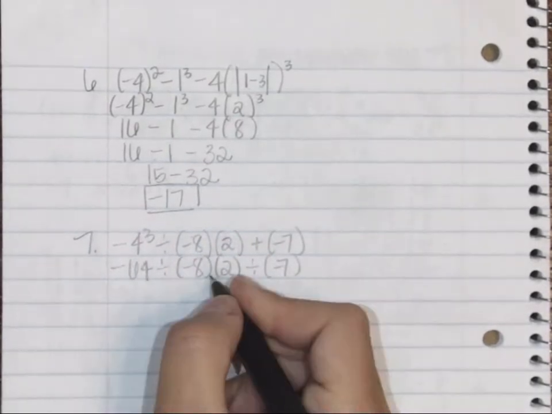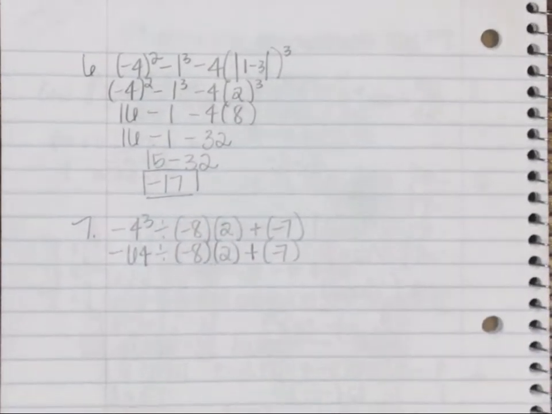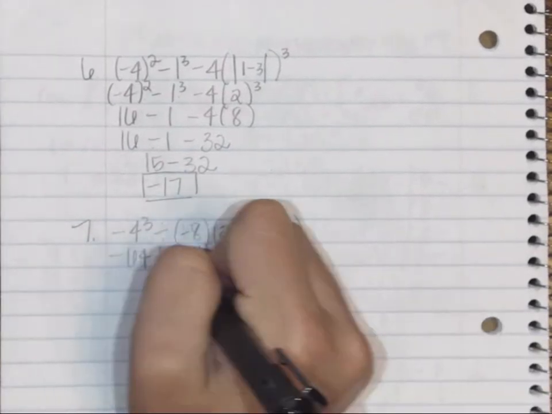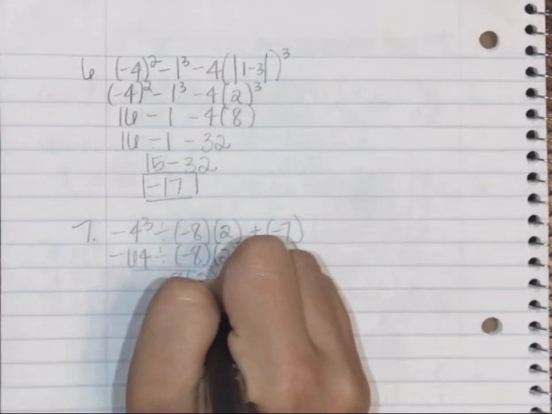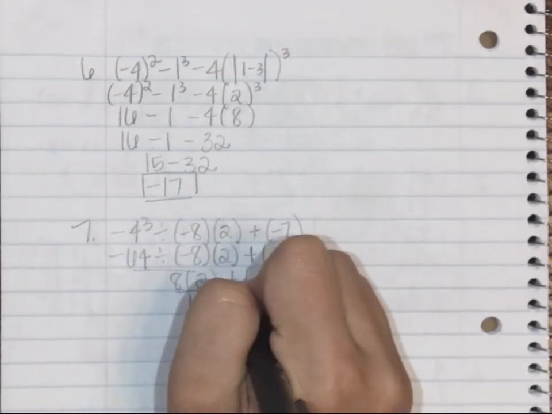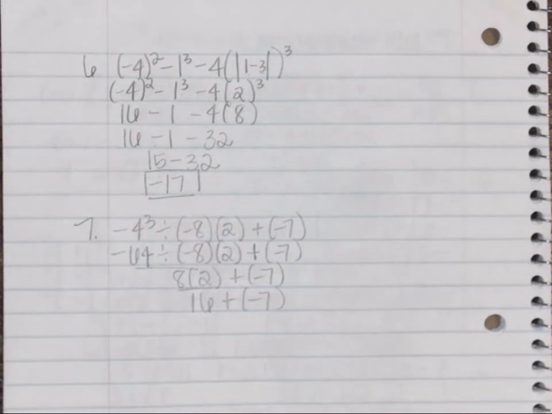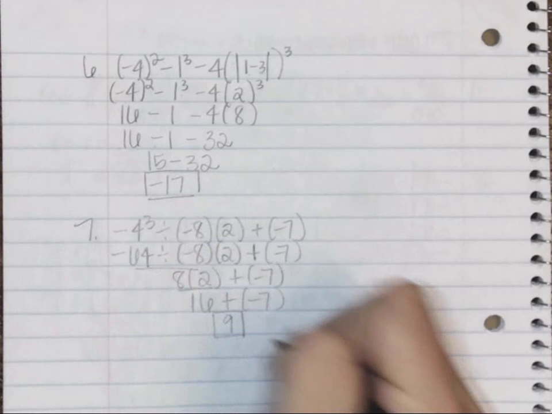Then we have division, multiplication, and addition. So we're going to do our division first. So negative 64 divided by negative 8 would be 8 times 2 plus a negative 7. The multiplication comes first. And then we have 16 plus negative 7, which would come out to be 9.